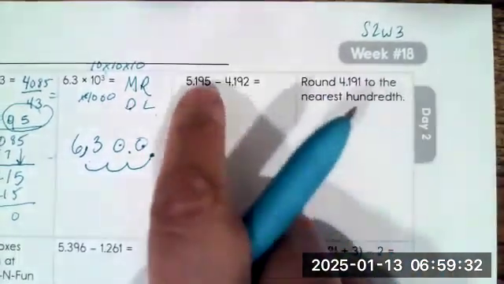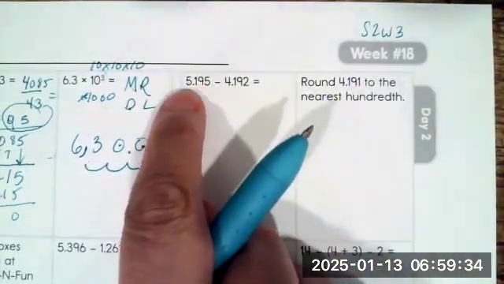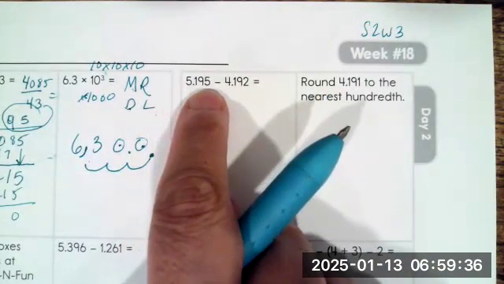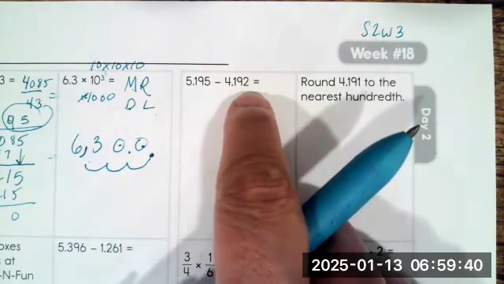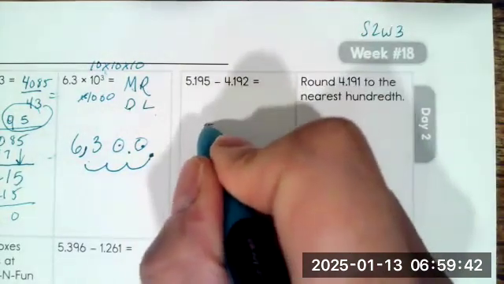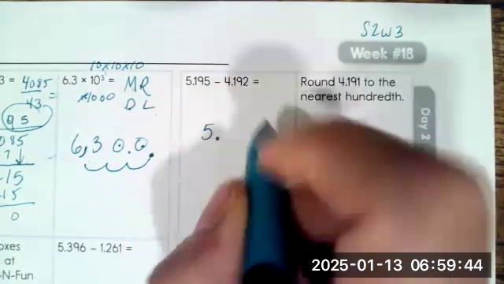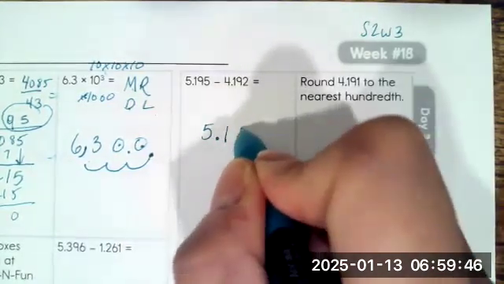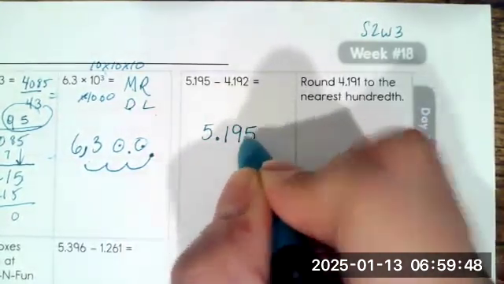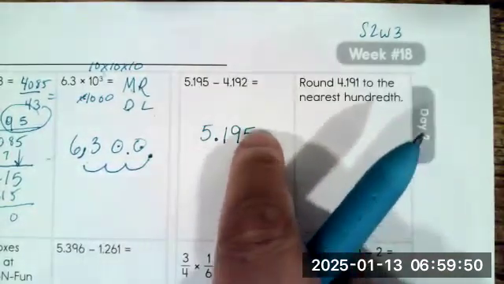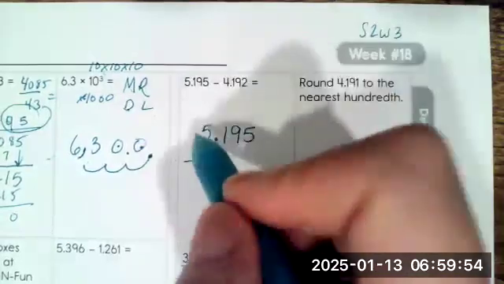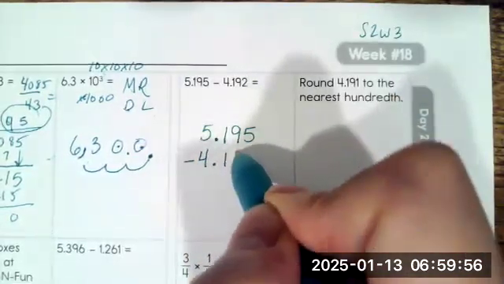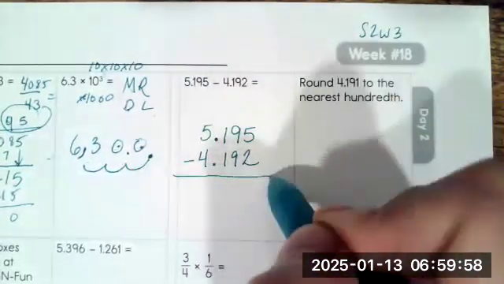We were. Okay, welcome. 5 and 195 thousandths minus 4 and 192 thousandths. Remember, all we're doing is lining up the place values. So the ones, decimals, I'm going to write 195. So 5 and 195 thousandths minus, stacking all the numbers, 4 and 192 thousandths.